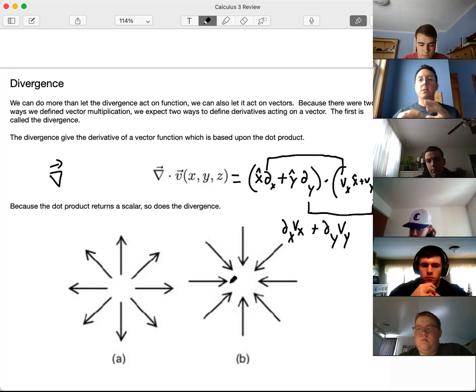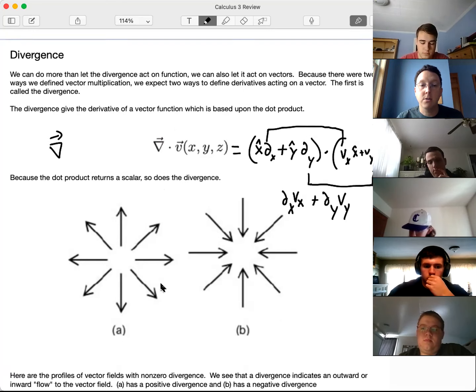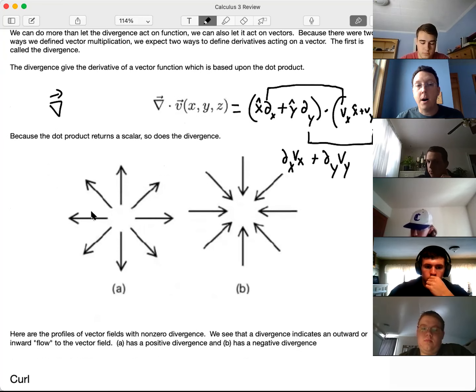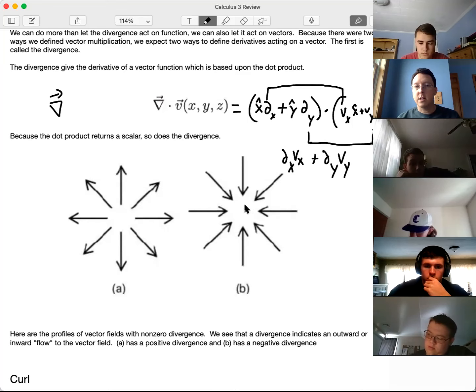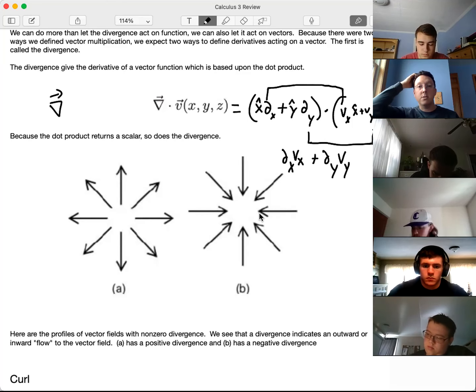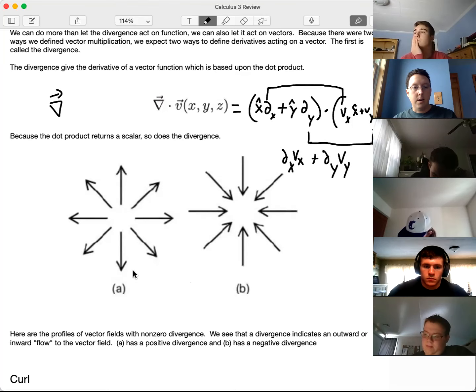So a divergence measures, in quotes, a flow out or a flow in. Okay, that's what a divergence measures. So this one would have a positive divergence. It's like a source for flow. And this one looks like a drain. So it would be a negative divergence. Right? That's what it measures. Okay.